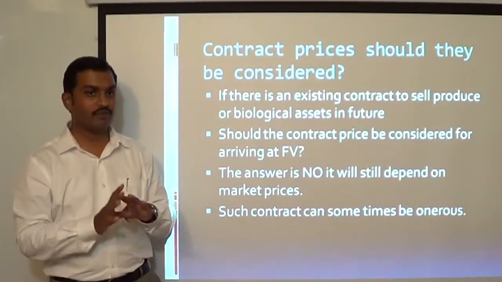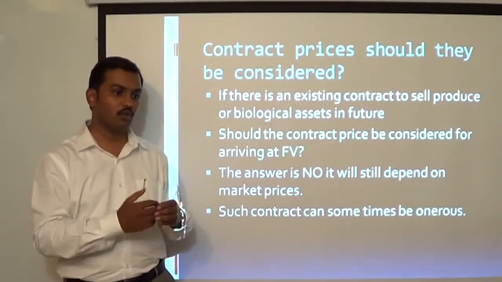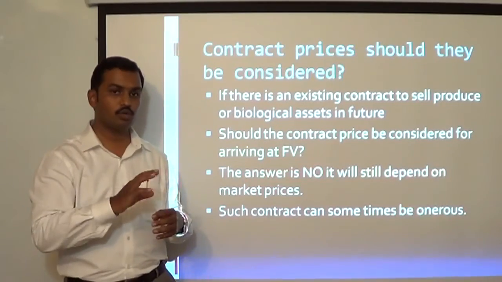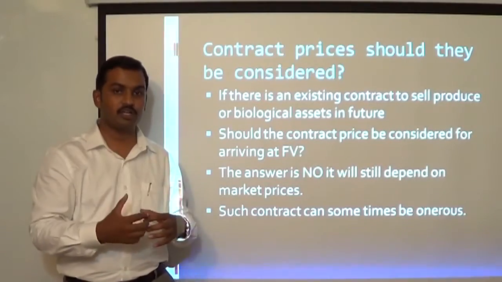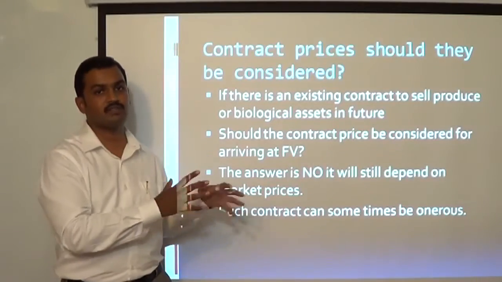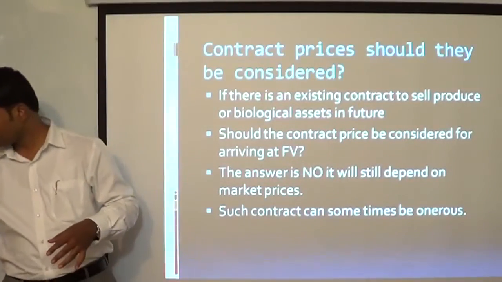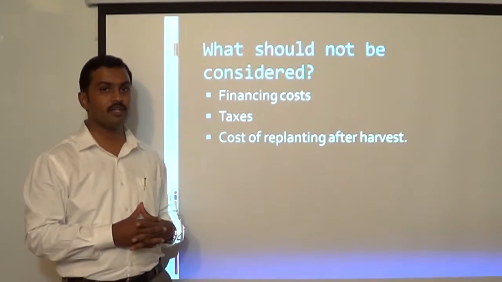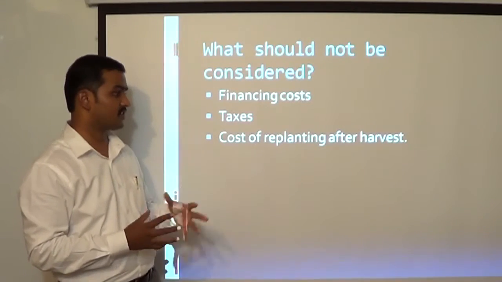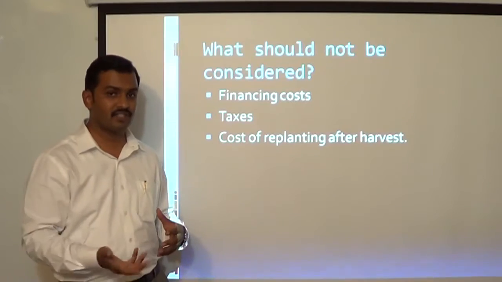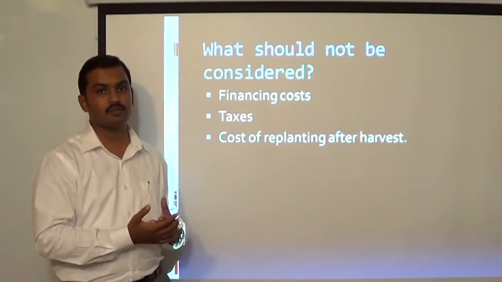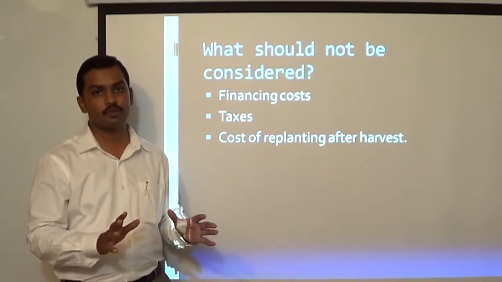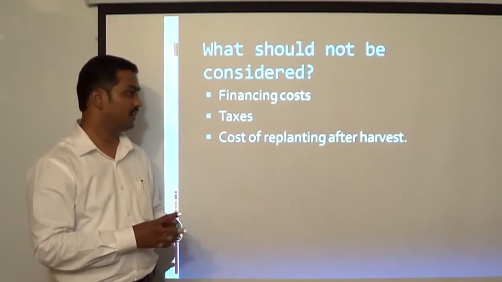So what we want to know here is, even though you have a contract to sell the biological assets in the future at a price, you are not going to consider that contract price, but we are going to consider the current market prices for the purpose of arriving at fair value. Next, what should not be considered? Finance cost, interest cost cannot be considered for arriving at fair value. Taxes, cost of replanting after harvest. You have harvested your wheat crop. So the cost of replanting that crop, you are not going to consider for arriving at the fair value of the crop.